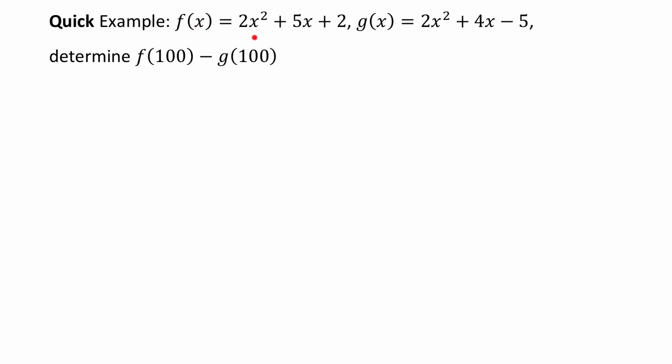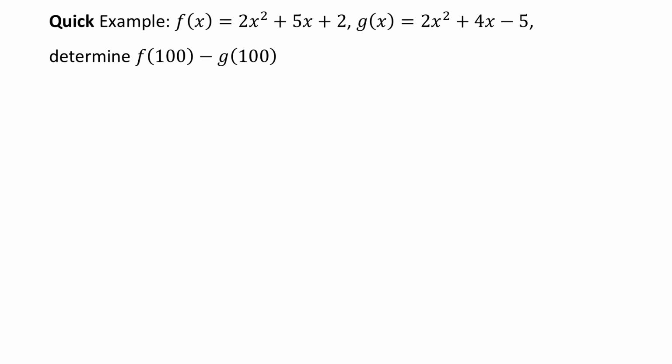Let's say f of x is 2x squared plus 5x plus 2. G of x is 2x squared plus 4x minus 5. And find f of 100 minus g of 100. You're welcome to plug 100 into both of these and square them and add them and do all the math. Or you're probably better off using the shortcut that we just developed. So go ahead and pause the video and give it a try.